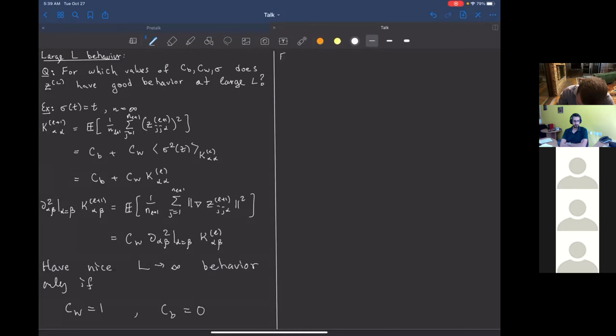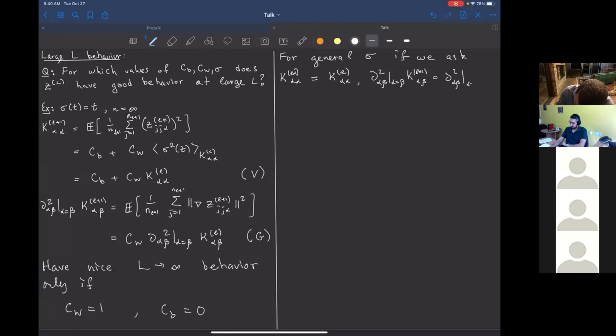Okay, so for general sigma, we have a procedure for doing this. We ask that this equation V and this equation G for values and gradients hold. So maybe I'll write it this way: K^{L+1}_{αα} is equal to K^L_{αα}, and we ask that these mixed derivatives of the covariance kernel, K^L_{αβ}, are invariant as I go from one layer to another. Then the resulting values of CB and CW are tuned to criticality. At least that's the term we typically use.